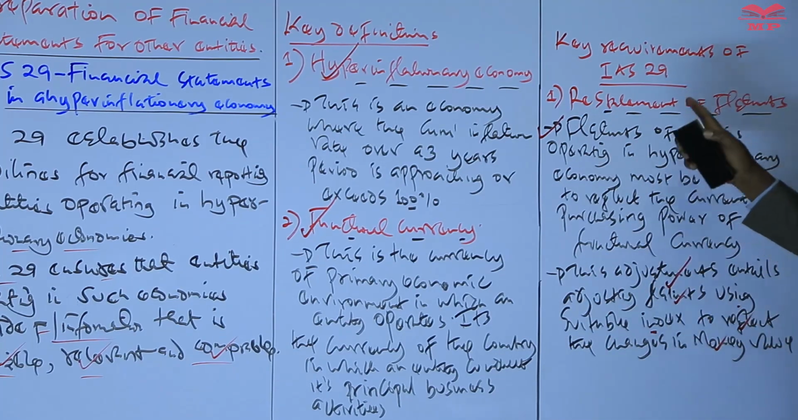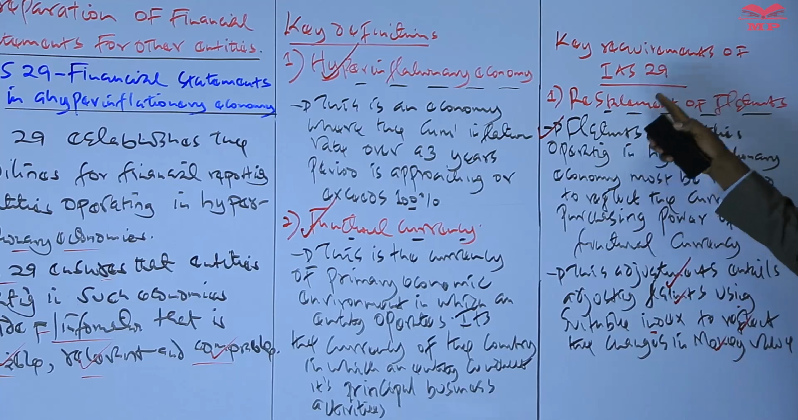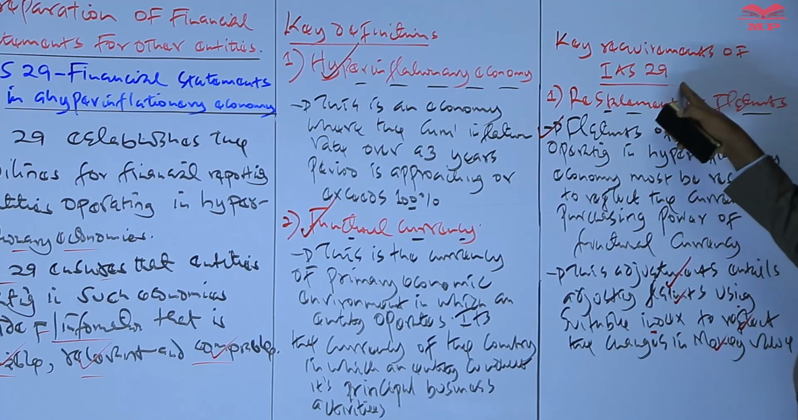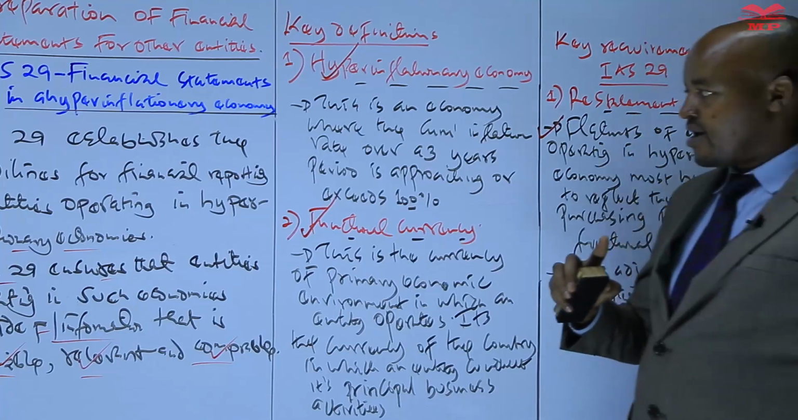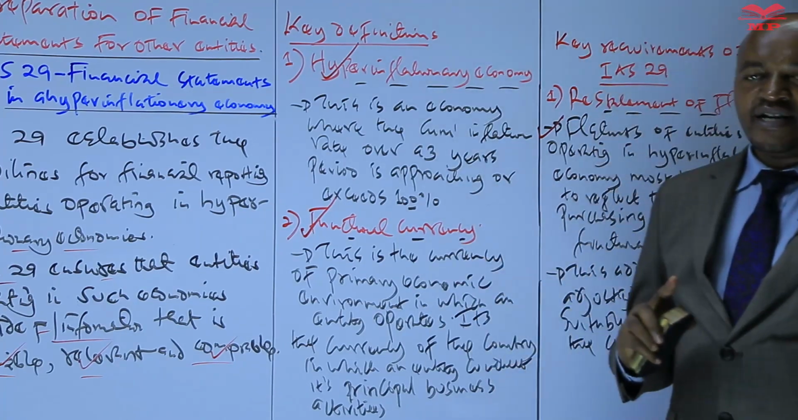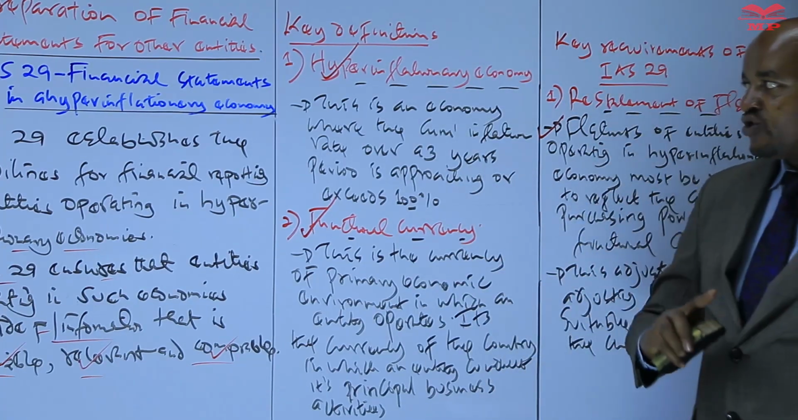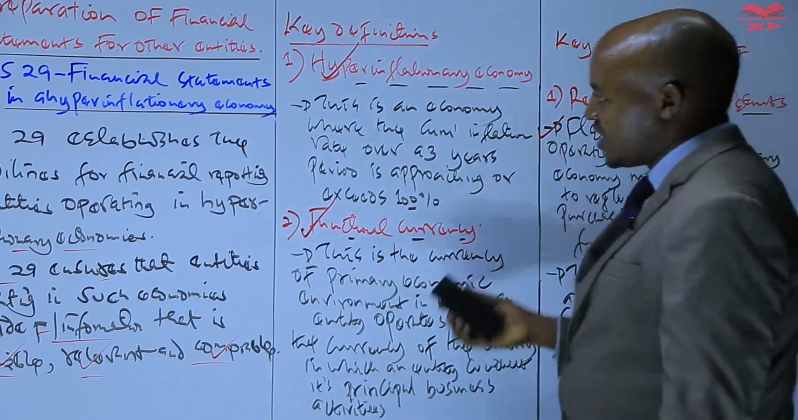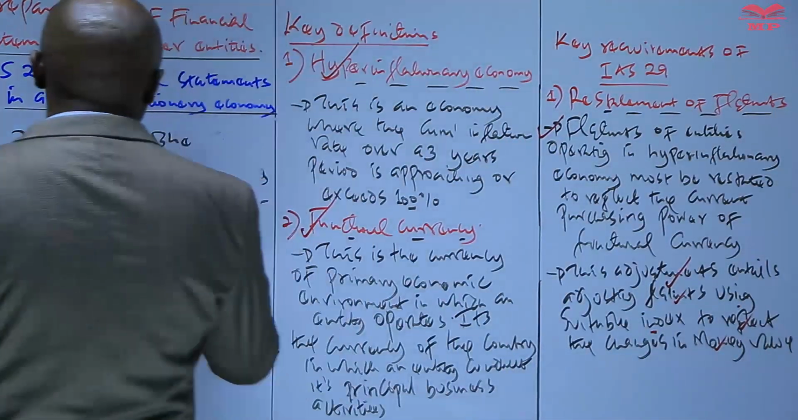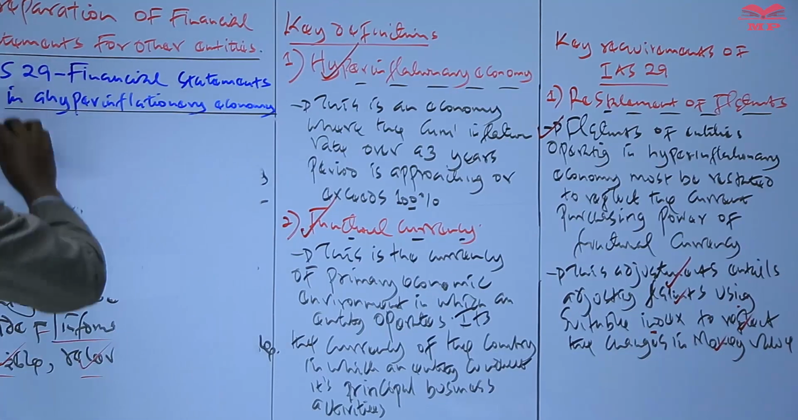So that is the requirement of International Accounting Standard number 29 as far as the restatement of financial statements of entities operating in a hyperinflationary economy is concerned. So I want us to proceed and look at the other key requirements under IAS 29.